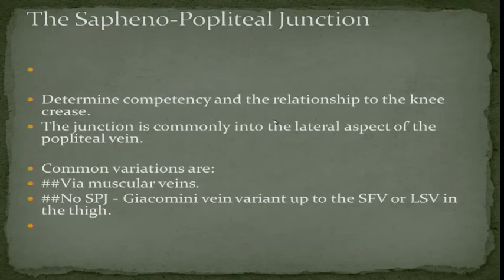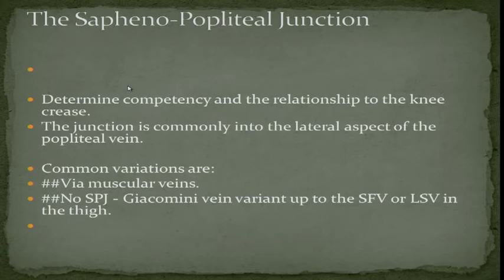All right, let's talk about the sapheno-popliteal junction. That in itself has some merit, to determine the competency and the relationship to the knee crease. In our institution, the vascular surgeons do not treat reflux that is isolated to the lesser saphenous vein. Does that make sense? If there's a patient that comes in who has reflux in the great saphenous vein and the lesser saphenous vein, they will treat. If there is lesser saphenous vein incompetency alone, they do not treat. So it's departmental protocol, or they told me that the benefit is not that much if you just treat the lesser saphenous vein.